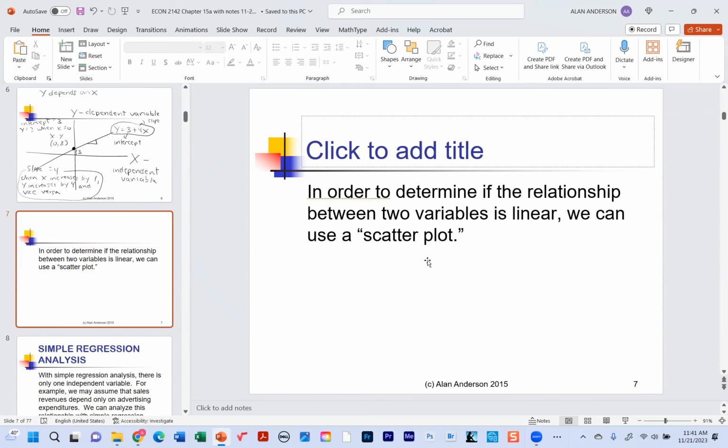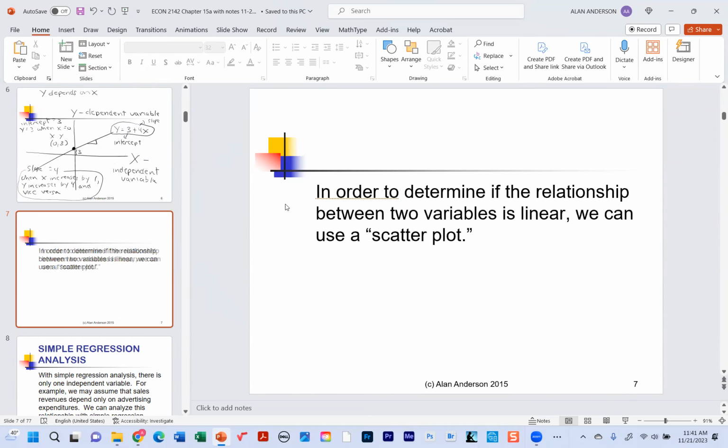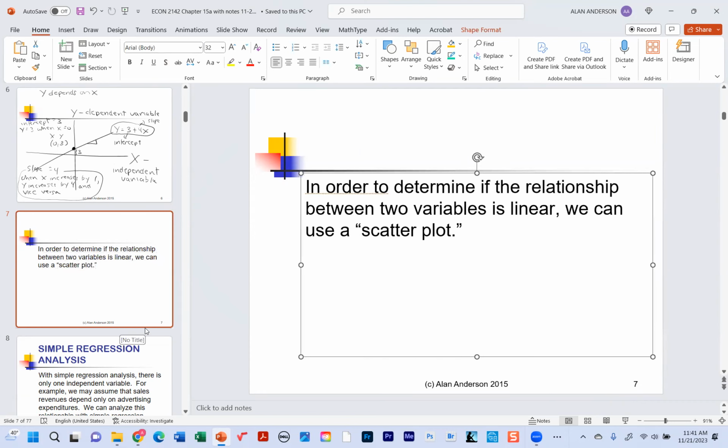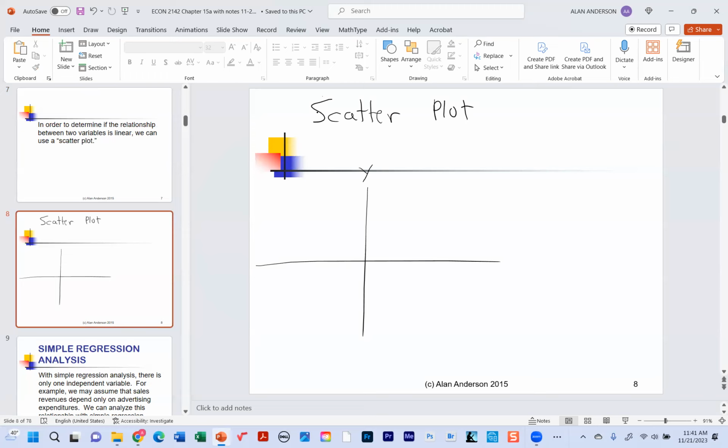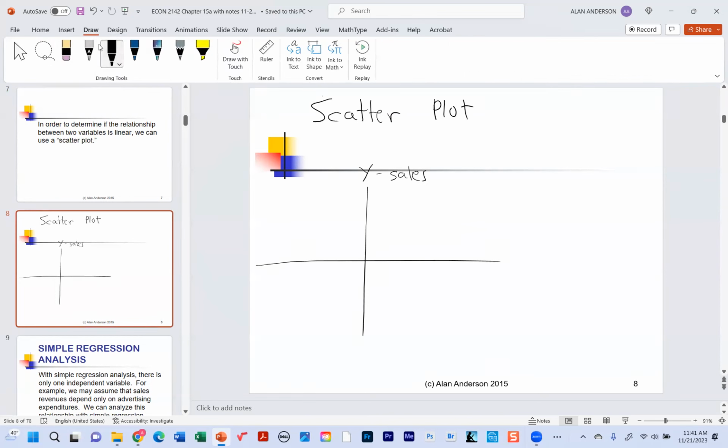Okay, now, what does a scatter plot look like? Well, basically, it's a group of dots. I mean, that's all it is. But they mean something very important. So, for example, suppose we are considering that case with sales and advertising dollars, based on the assumption that sales depend on advertising.